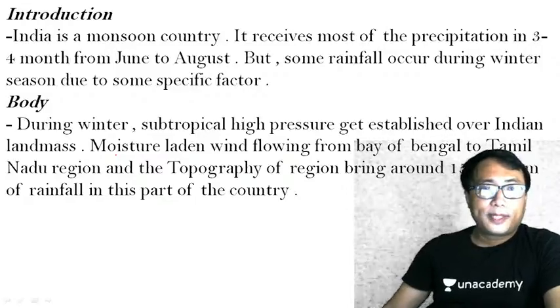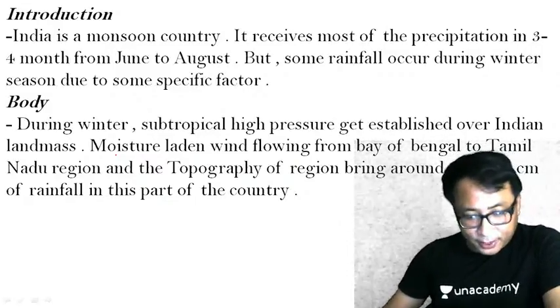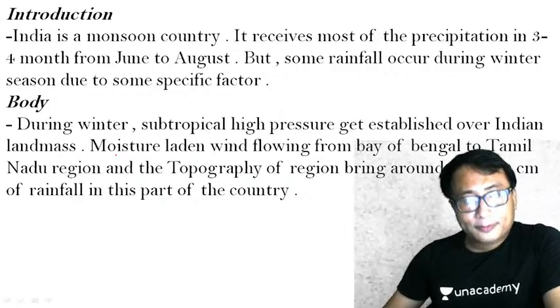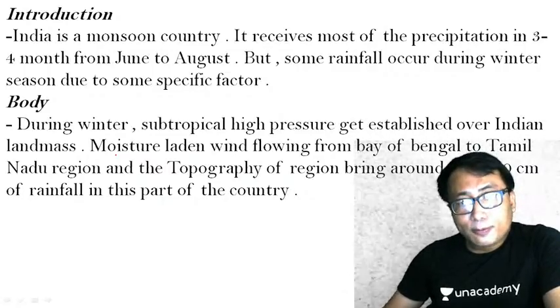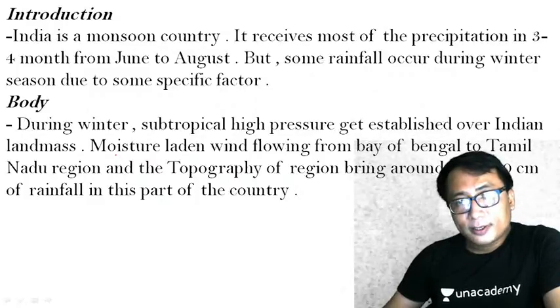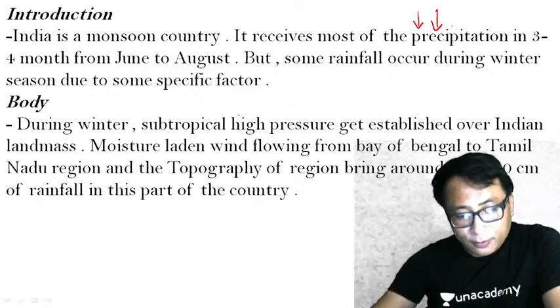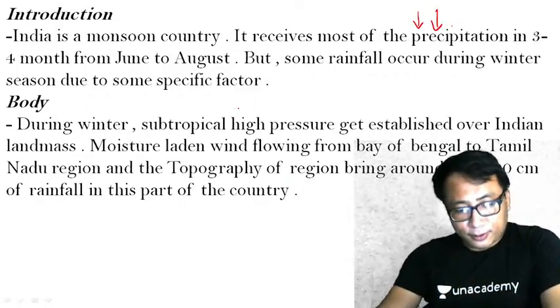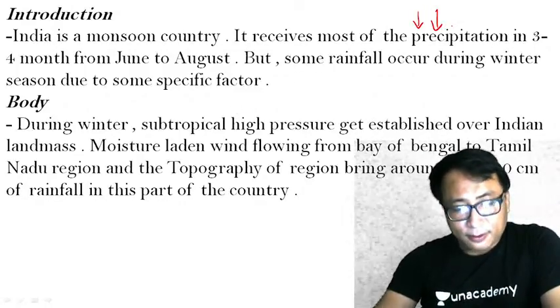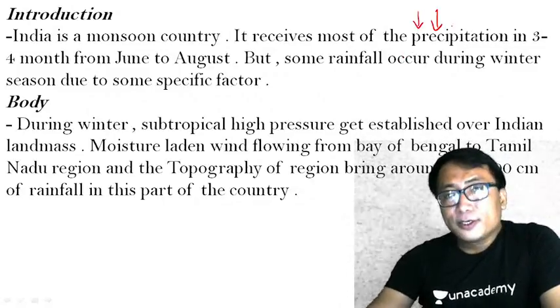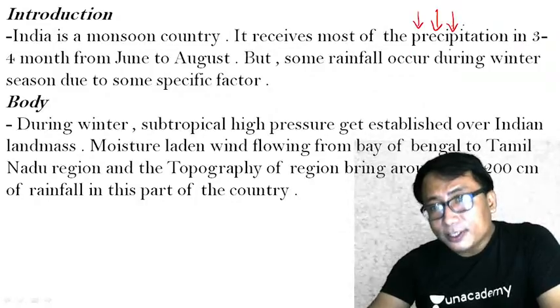You see here, the introduction is very nice, Abhishek, very nice. India is a monsoon country. It receives most of the precipitation, and precipitation, in a sense, means rainfall. Abhishek, you are very, very right. Congratulations. This is how you start. That is very nice. I am very happy. So precipitation means rainfall.